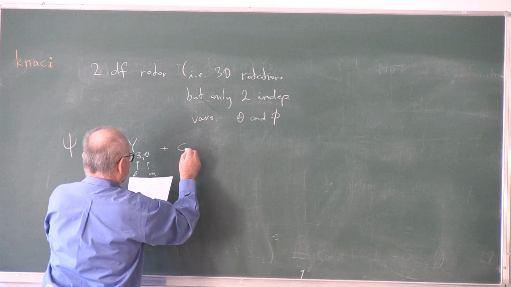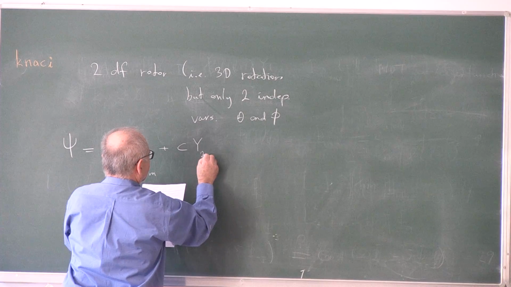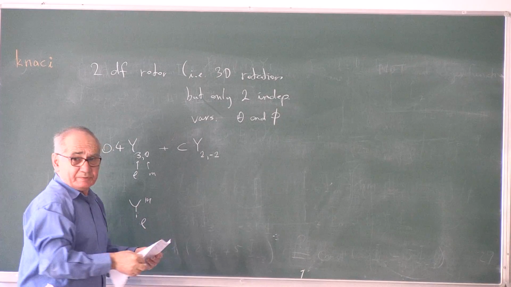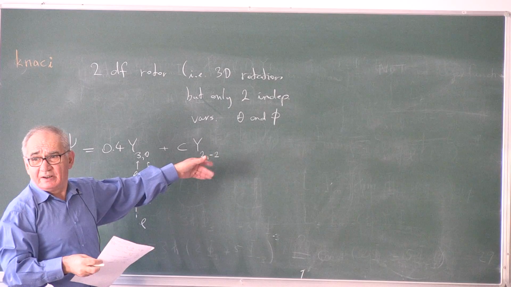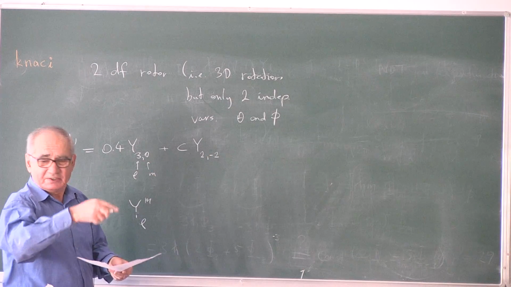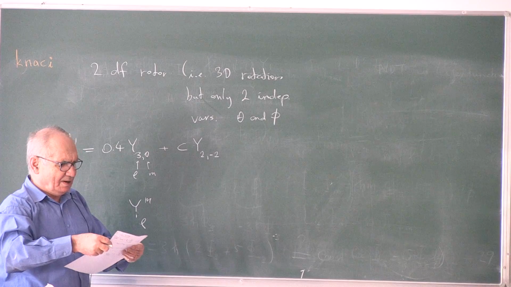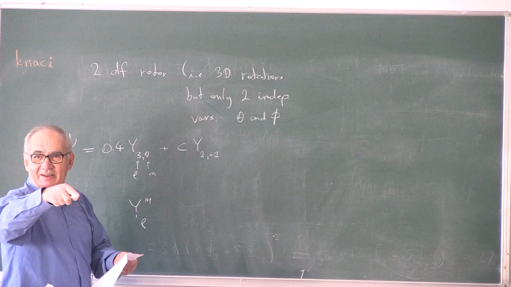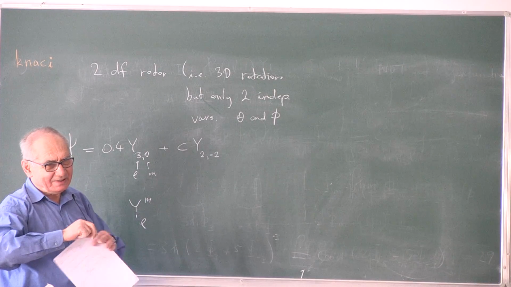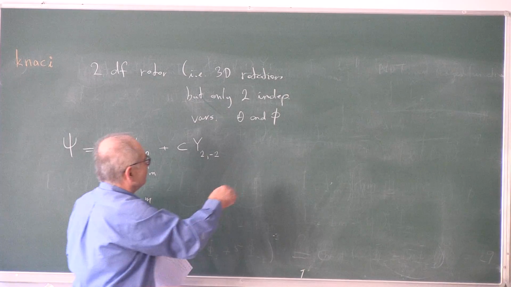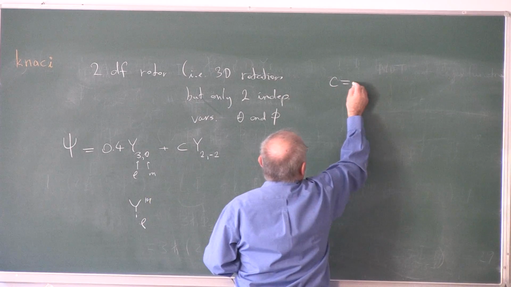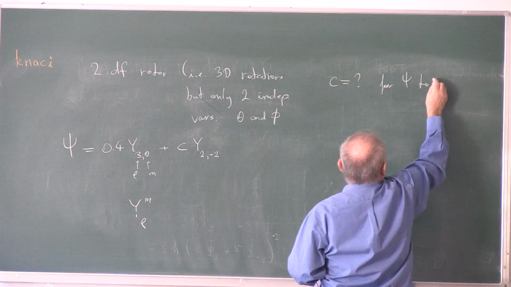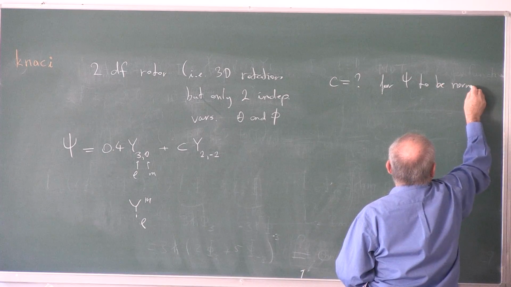Plus C times, and these functions are the standard spherical harmonic functions we just discussed. The first part of the problem is similar to the last problem we solved. Exactly similar. It says, what should be value of C for psi to be normalized?